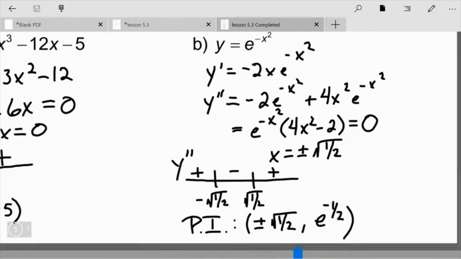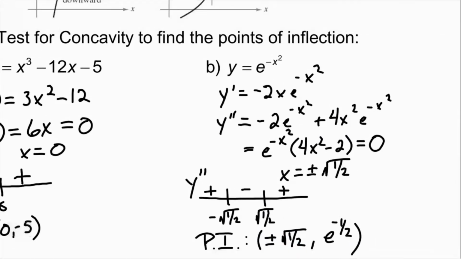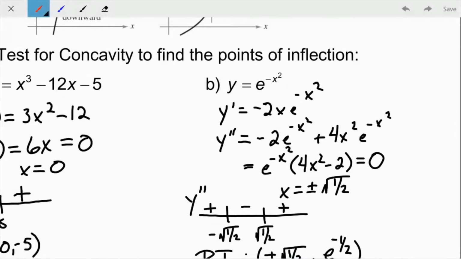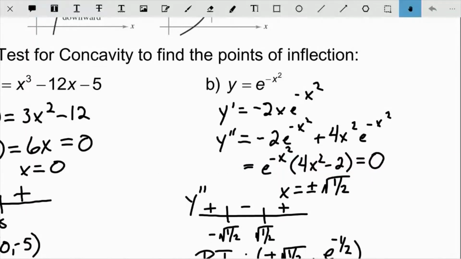Okay, so here's what you should have ended up with on that one. I took my derivative, and then I got my second derivative, and my second derivative factored into this e to the negative x squared times 4x squared minus 2. E to the negative x squared is never going to be 0. So I just solved that 4x squared minus 2. I set that equal to 0, and I got x is equal to plus or minus the square root of 1/2. Okay, so then from there, I went ahead and did my sign chart.